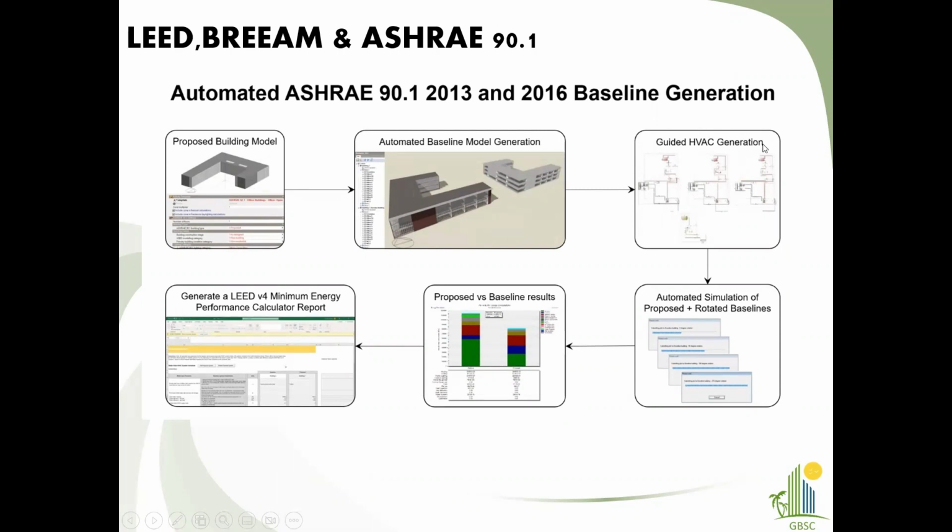Further to that, we can put in the HVAC system, which will come as per ASHRAE 90.1 Appendix G protocols. So it's a guided HVAC generation. We can define the number of floors and the conditioned area, and based on that, it guides us as to which system should be modeled.